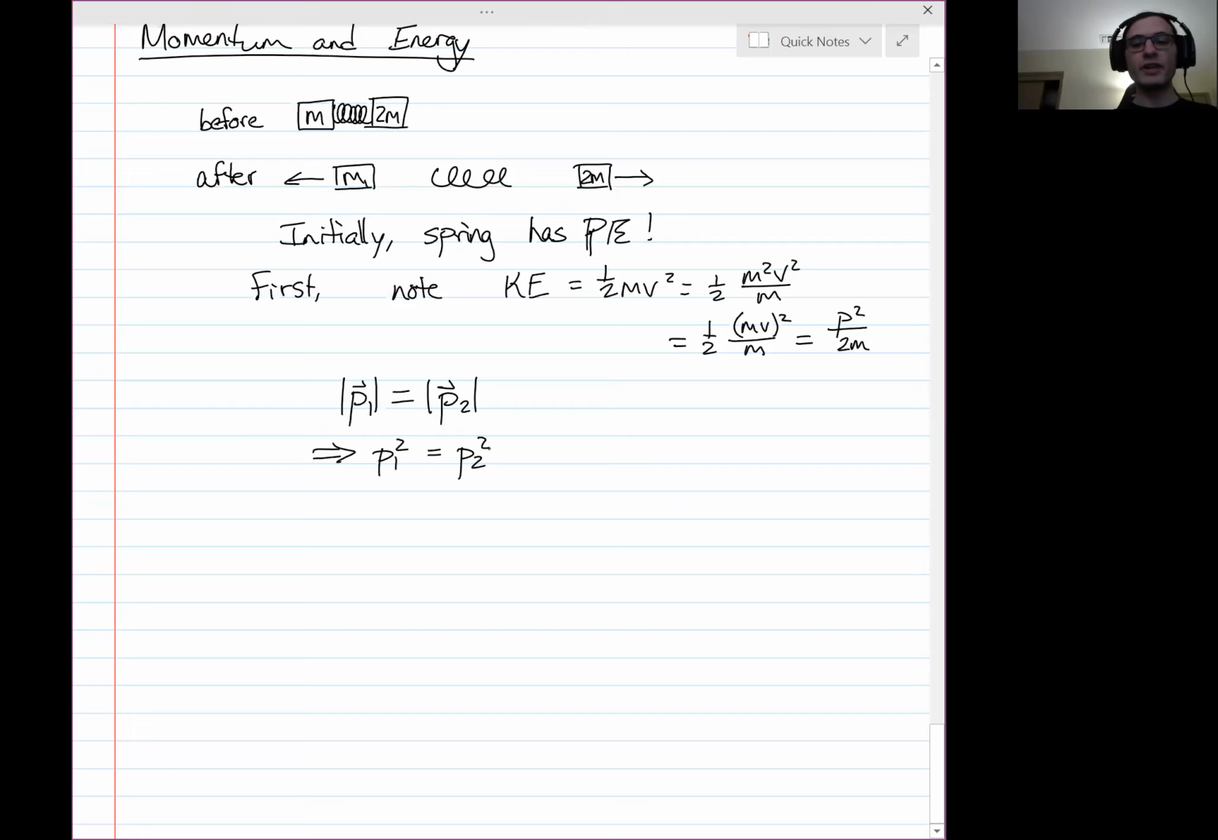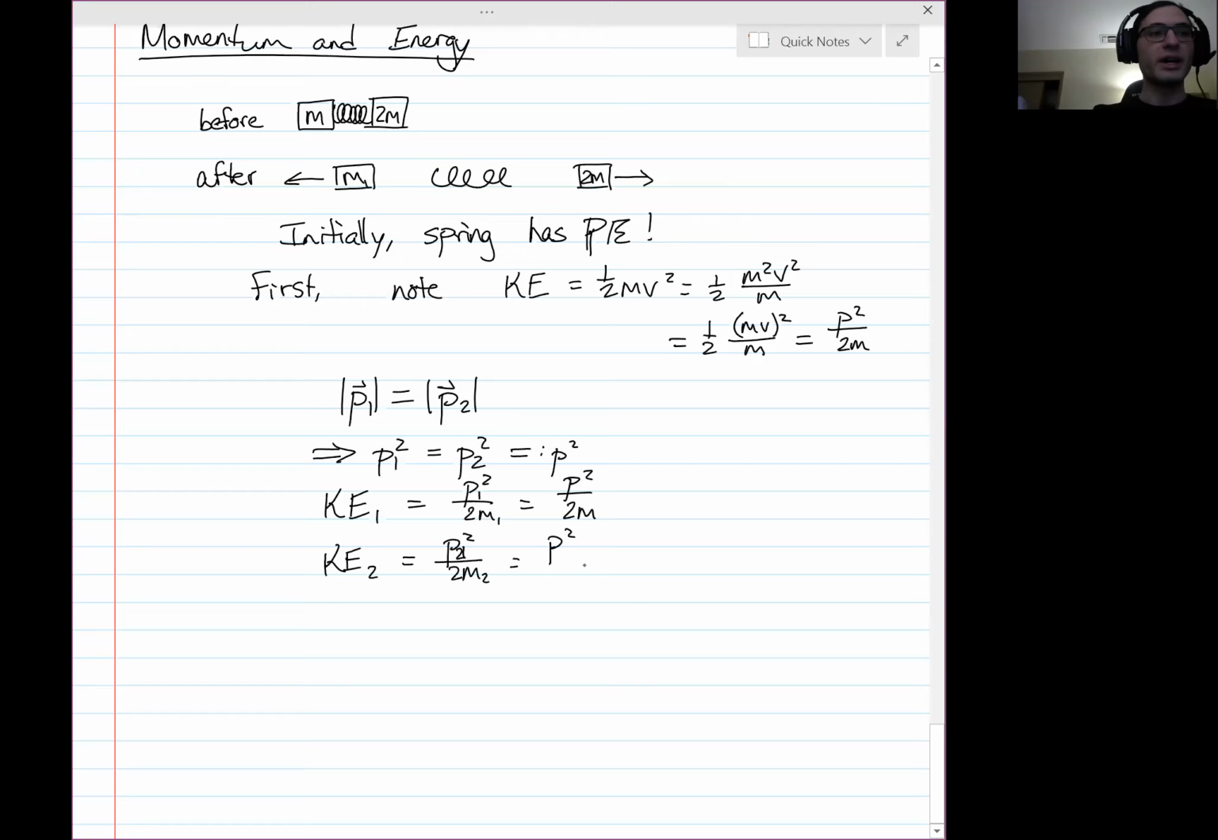And so if the momenta squared are equal to each other, then we can just write down the kinetic energy of each one. Kinetic energy of the first object is P1 squared divided by 2m1, which is just P squared divided by 2m. I'm just going to label this P squared since they have the same P squared. And KE2 is equal to P2 squared divided by 2m2, which is P squared divided by 4m because it has twice the mass. So this is precisely equal to half the kinetic energy of the first block, right?